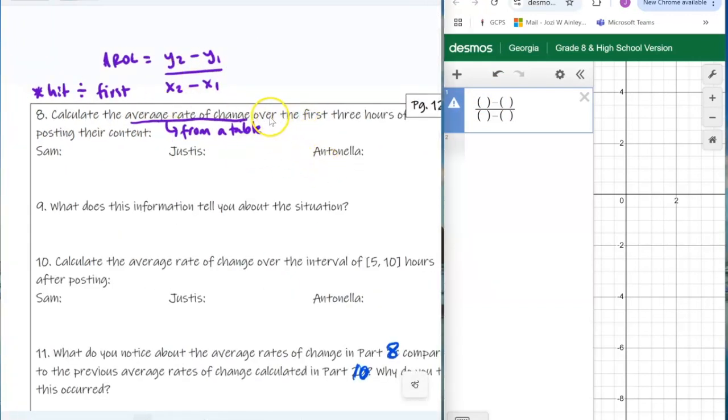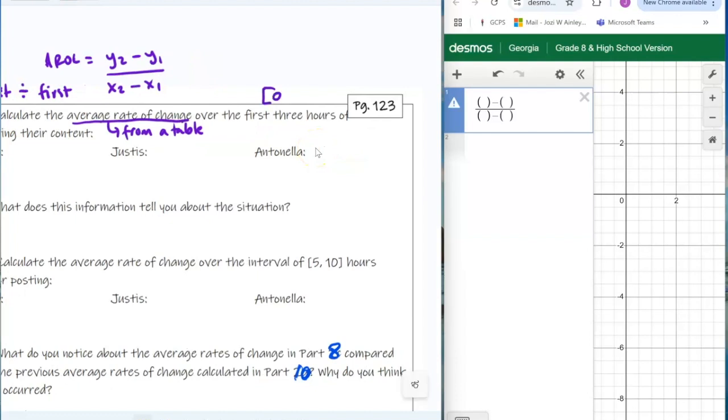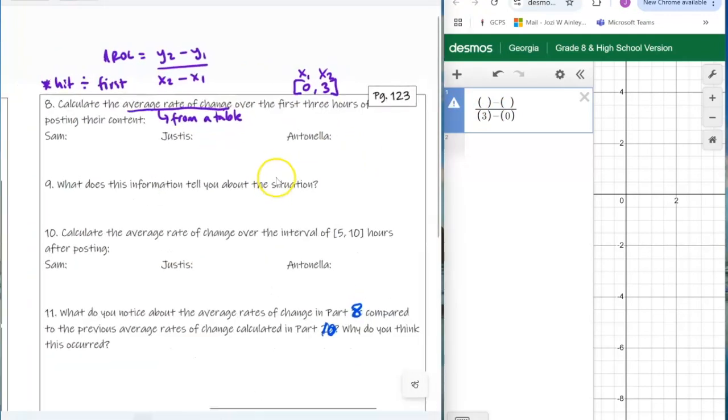So the question does say over the first 3 hours. Okay, so from 0 to 3, that's what they're actually giving us. So sometimes they give you the interval in words. So this is 0 to 3. That means my first x value is 0. My second x value is 3. So looking at my formula, my second x value goes on the bottom. So I'm going to put that right here. So 3. And my first x value goes on the bottom right. So I'm going to put that right there, which is 0. I'm going to go ahead and pre-fill all of these out. So we're going to do parentheses minus parentheses over parentheses minus parentheses for all of them.